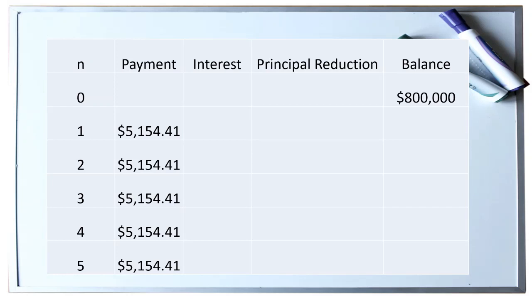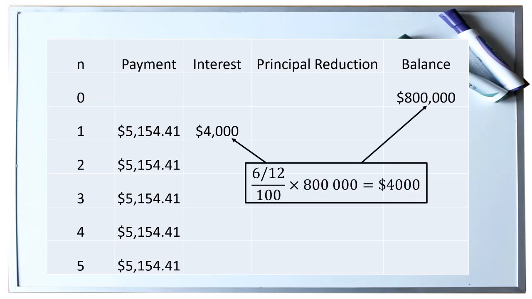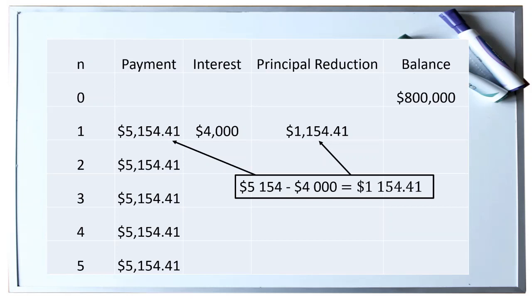To find the interest, what we need to do is work out 6% of 800,000, but remember that it's monthly, so it's going to be 6 divided by 12, the monthly interest rate divided by 100, multiplied by 800,000, and we get 4,000 being the interest. The principal reduction is the payment minus the interest, and the reason why that is every payment pays off the interest and whatever's left over reduces the amount of principal.